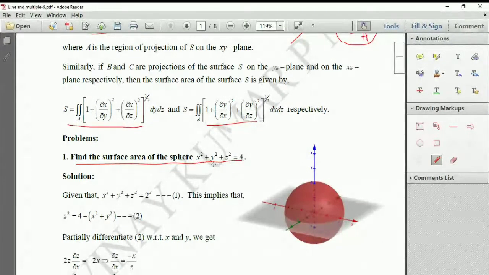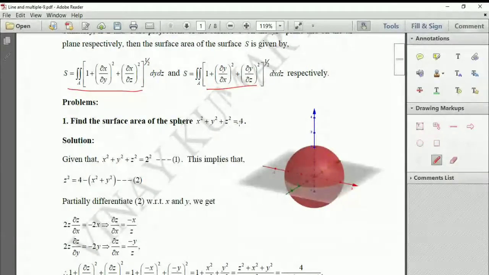This is a sphere with radius 2, that is 4, meaning 2 square. The equation of the sphere with center at origin: what is the general equation of a sphere? x minus a whole square plus y minus b whole square plus z minus c whole square equal to r square, where a, b, c is the center. Here, the center is 0.